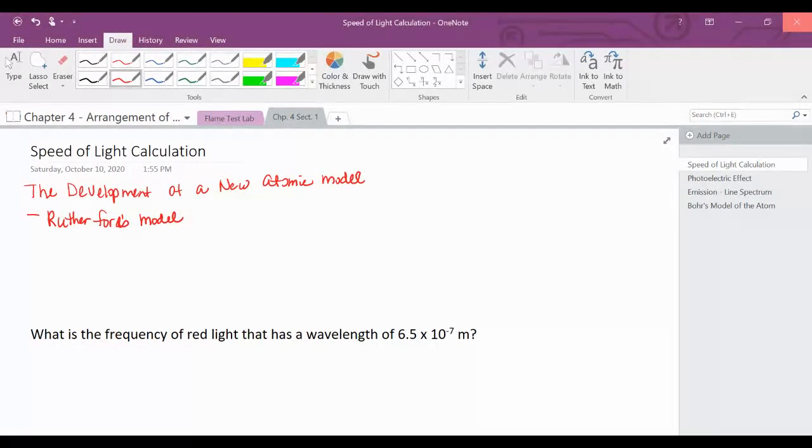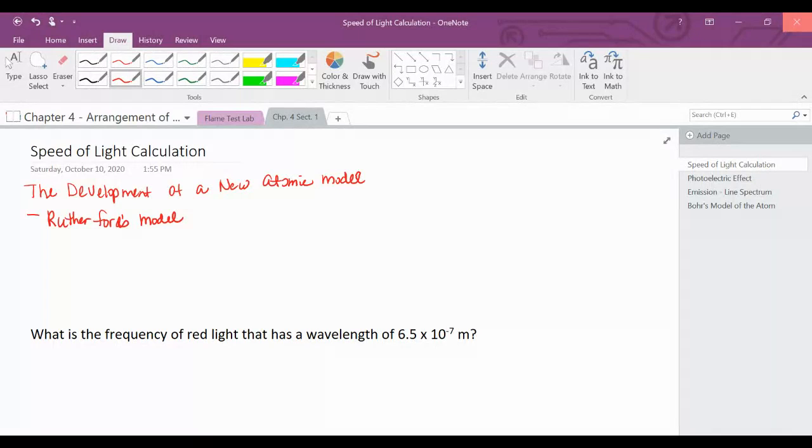And according to Rutherford, we had a nucleus that was small, dense, and accounted for the mass of the atom. It contained positively charged particles named protons, and it contained particles called neutrons, which have no charge at all. And then outside the nucleus, we have this electron cloud where electrons are found.